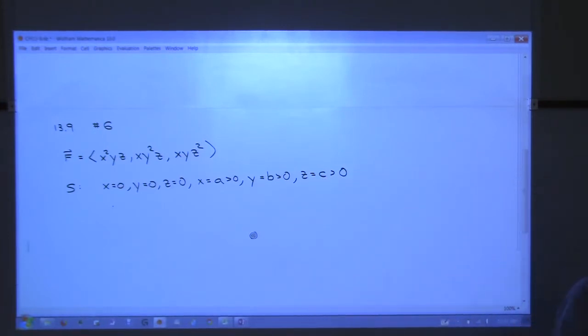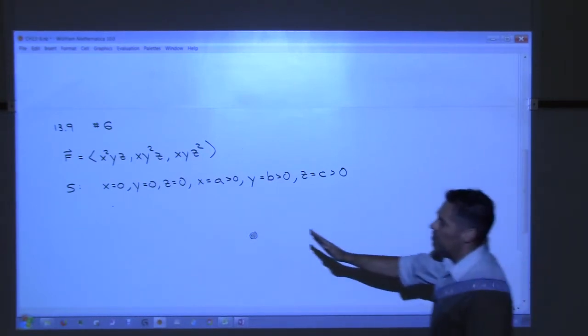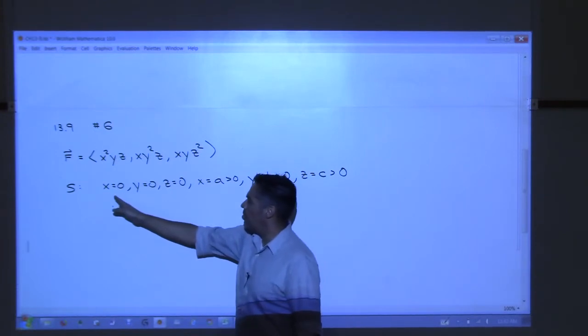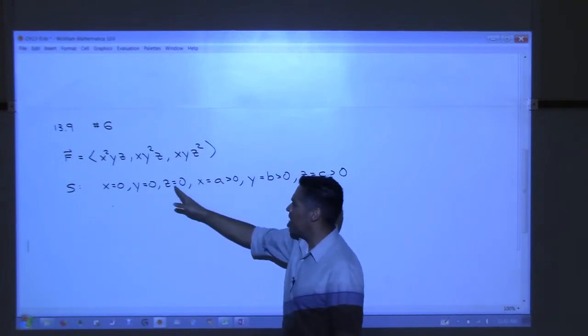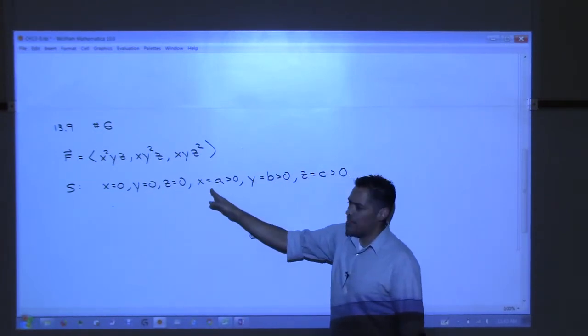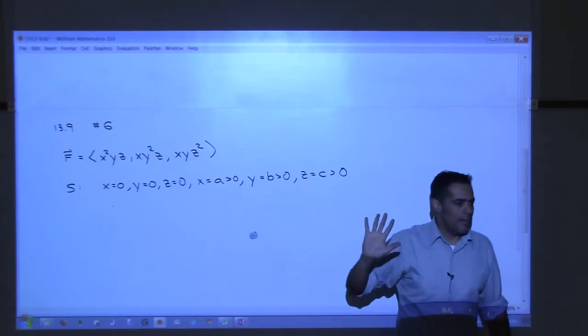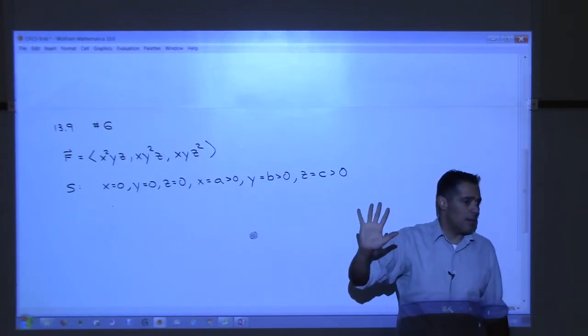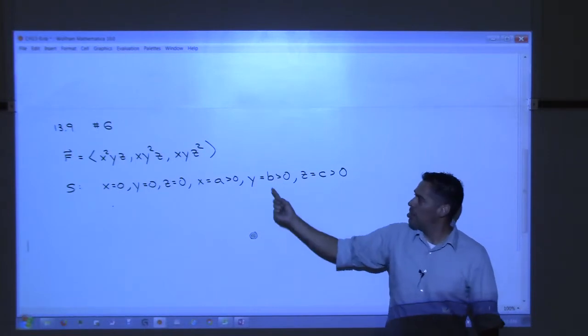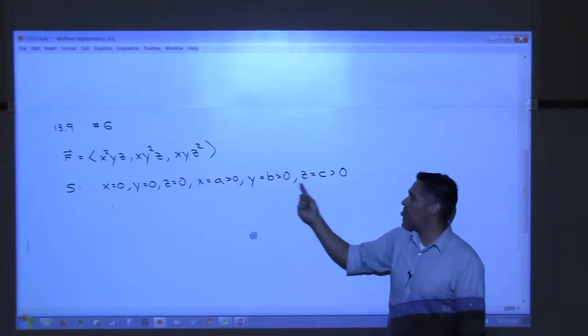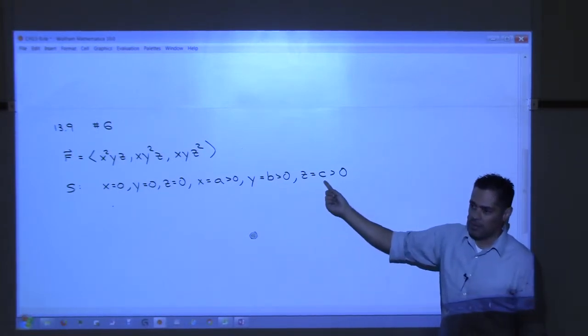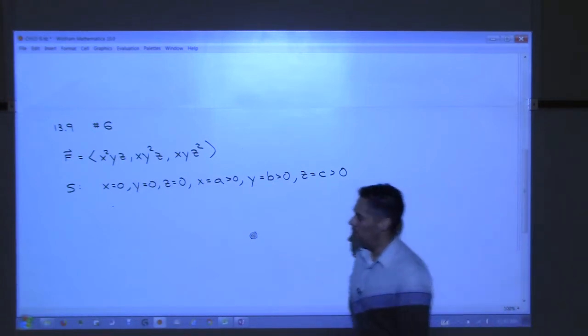So let me try and draw what that is. And what they want is the flux over that surface. So x equals 0 is the yz plane. This is the xz plane. This is the xy plane. This x equals a is a plane that's been moved out, and it's parallel to the yz plane. This one is parallel to the xz plane, and this one is parallel to the xy plane. So it looks like this.